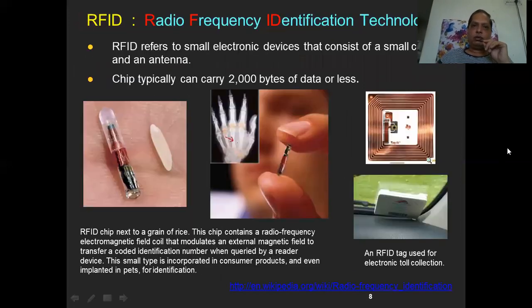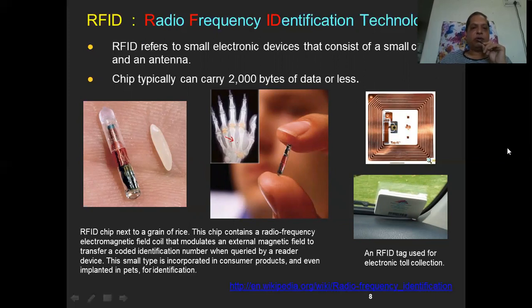So what is RFID? RFID is radio frequency identification technology. RFID refers to small electronic devices that consist of a small chip and an antenna. The chip typically can carry 2000 bytes of data or less. This is how it looks on the left-hand side, and you can see how much size it occupies. The RFID chip is about the size of a grain of rice, so it is that small.